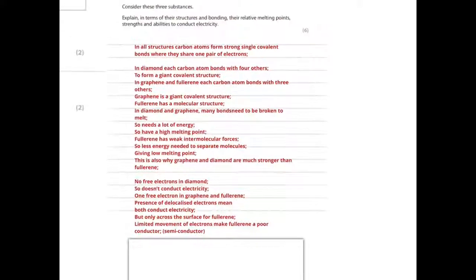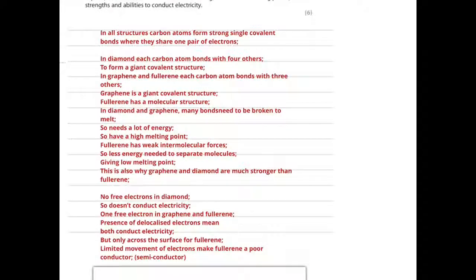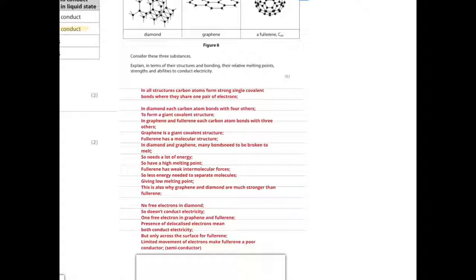So you can see there's lots to write here, but if you just talk about the forces, intermolecular forces, and you're talking about the number of bonds they share, you should be able to pick up some marks. You wouldn't need to necessarily get all of these points to get 6 marks.